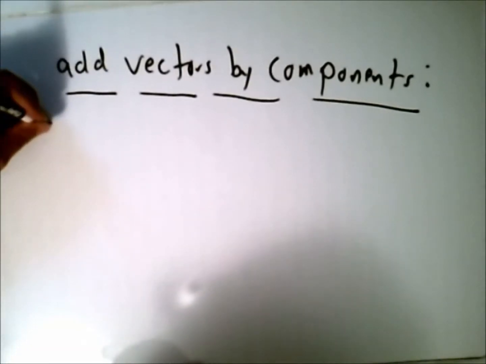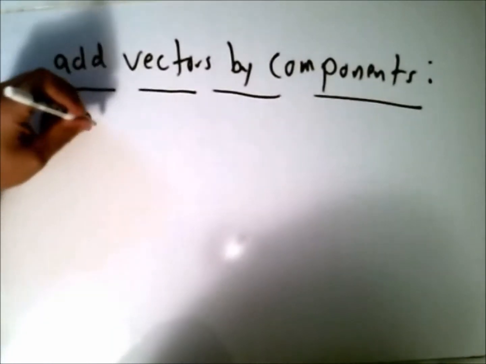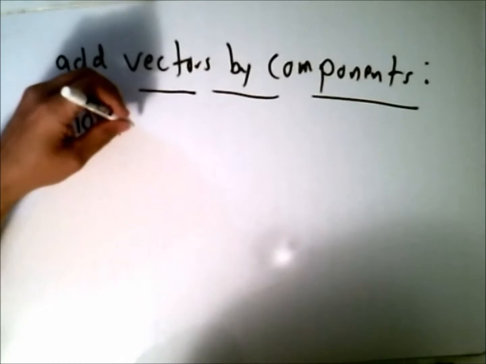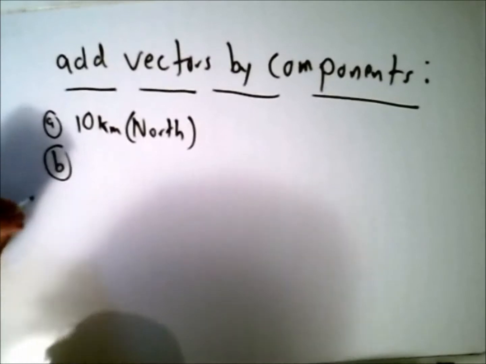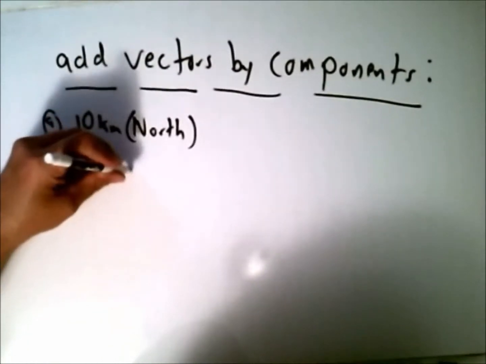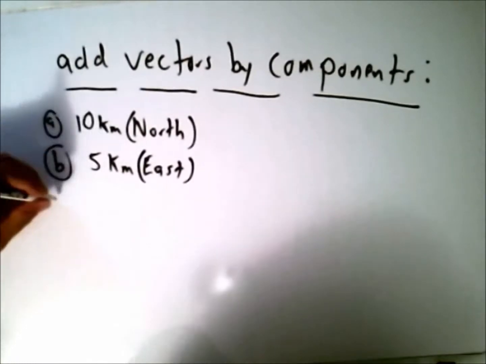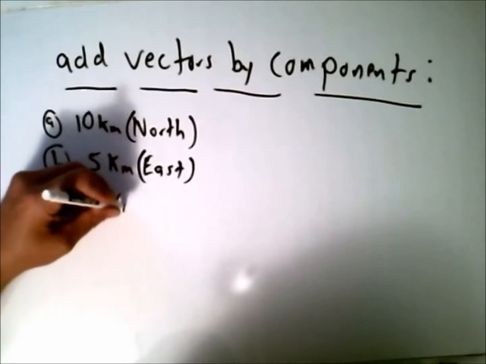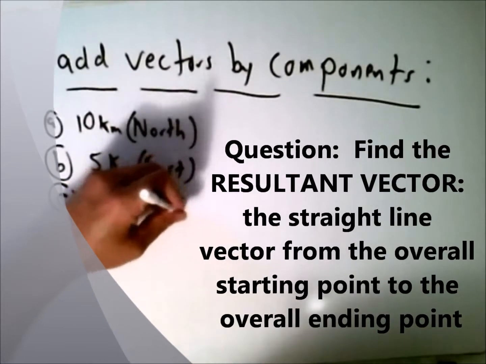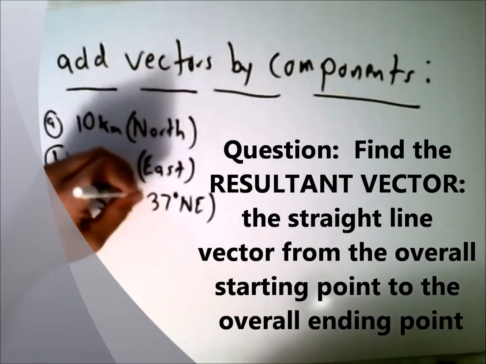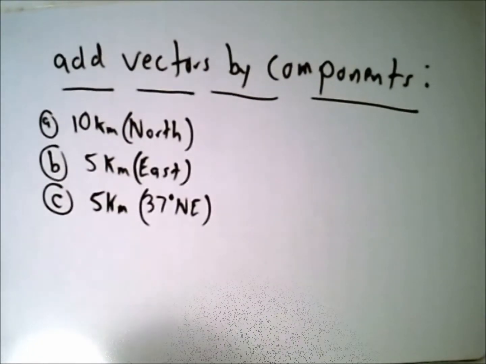So let's say we're given these three vectors. I am going to hike 10 kilometers north. I'm also going to hike after that 5 kilometers east. After I do that, I'm also going to hike 5 kilometers at a 37-degree angle between the north and the east. Okay, and I'm not necessarily going to do that all in one day, but that is my goal. That's what I plan to do.